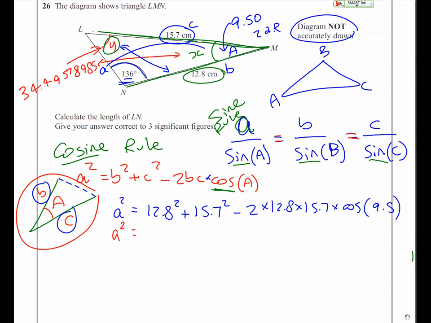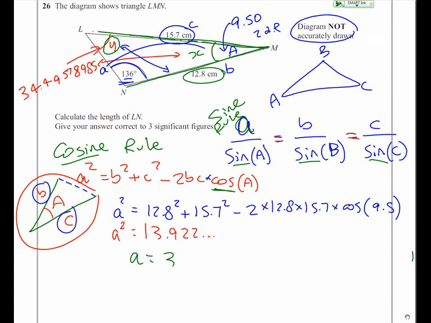So you can literally put that whole right hand side into your calculator. 12.8 squared plus 15.7 squared minus 2 times 12.8 times 15.7 times by cos of 9.5, and that gives you 13.922, etc. Straight away square root it. We only want the positive version because it's a length.